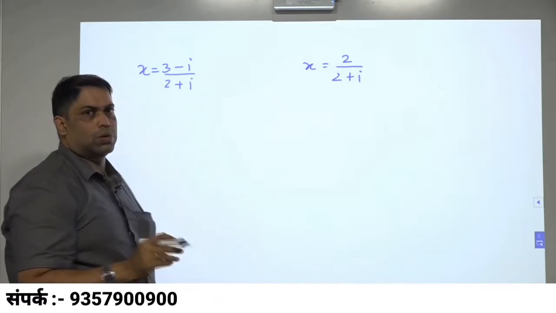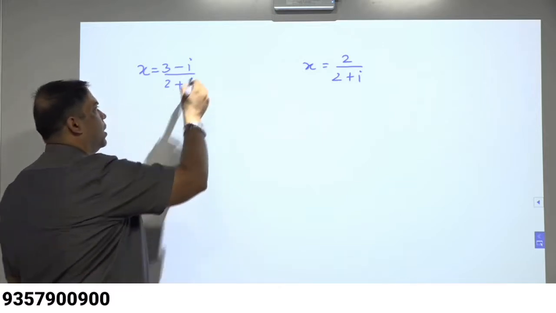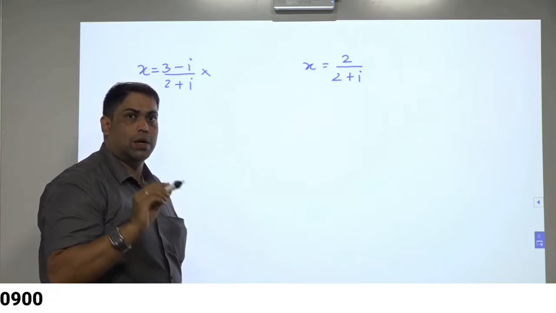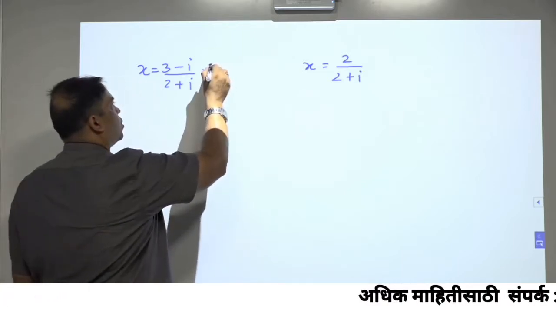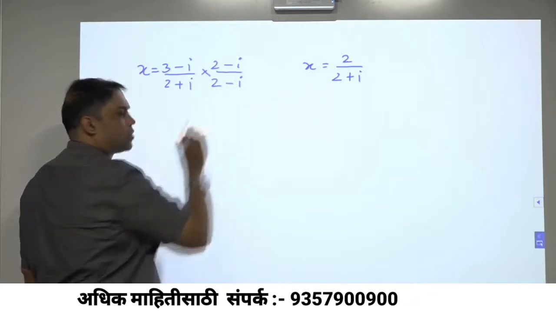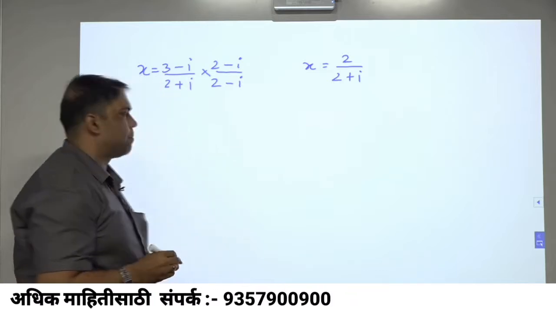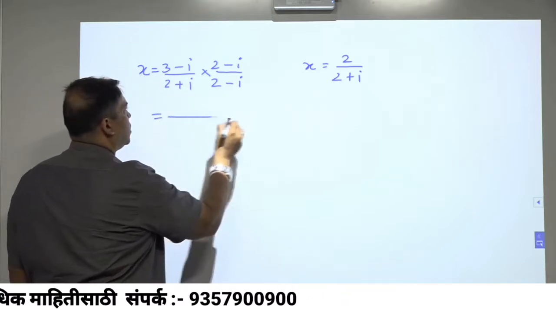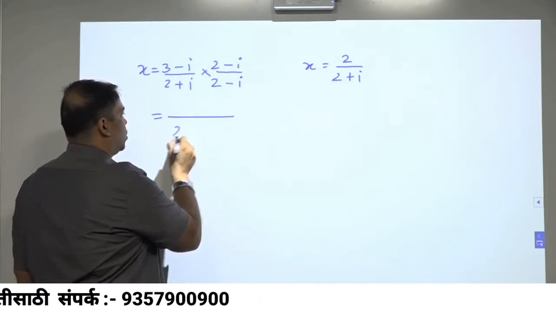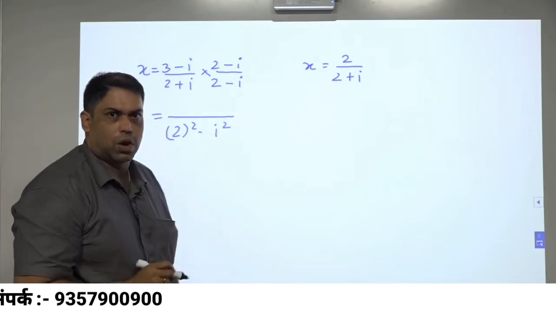So what to do? Multiply by the conjugate of the denominator, in both numerator and denominator. So multiply by 2 minus i upon 2 minus i. Now this will be (a plus b)(a minus b), which is a squared minus b squared. So 2 squared minus i squared. Am I right or wrong?